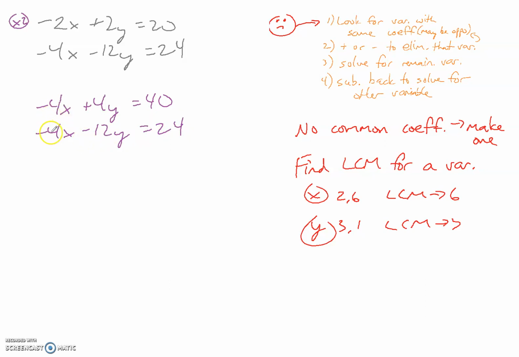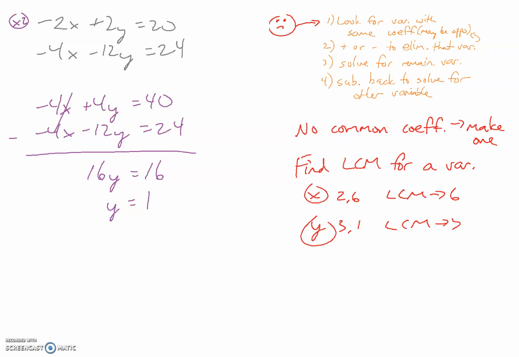All right, so now I've got matching coefficients. I've got negative 4, so I'm going to subtract them this time to get rid of them. So negative 4 take away negative 4, of course, is 0, so these just cancel right out. 4y take away 12y is going to give me negative 16y. And 40 take away 24 is going to leave me with 16. And then you see y is equal to negative 1.